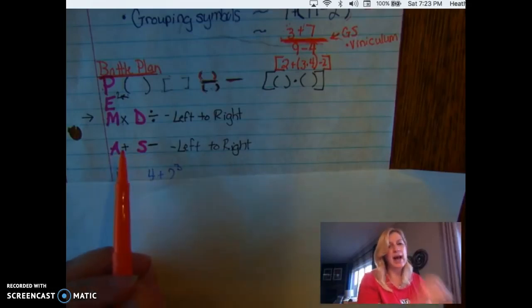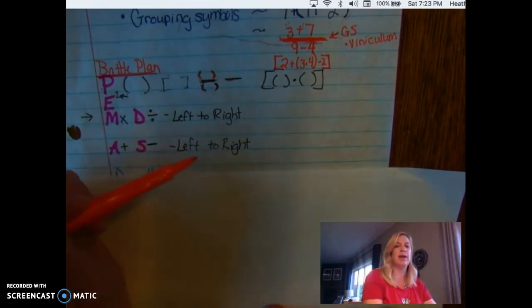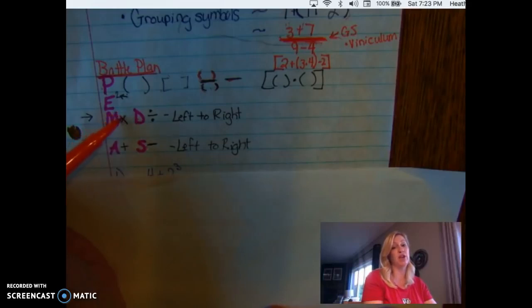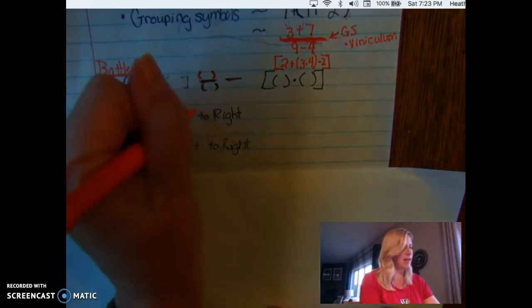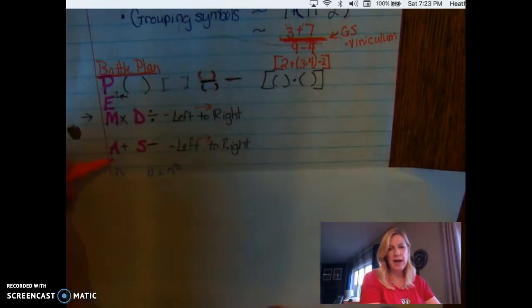Addition does not outrank subtraction. They just move left to right. Now, if you see a multiplication sign and a subtraction sign, and this is to the left, you have to do this first. And we'll do some examples, okay? But I like to draw little arrows to remind myself. So this is our battle plan.